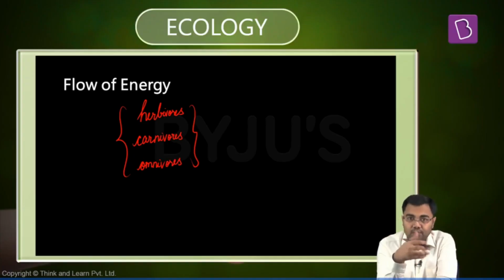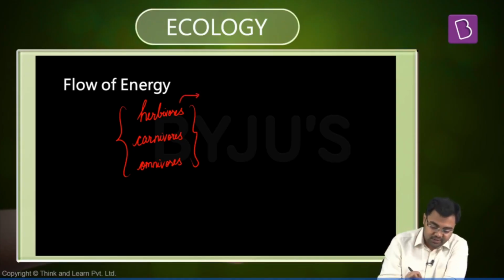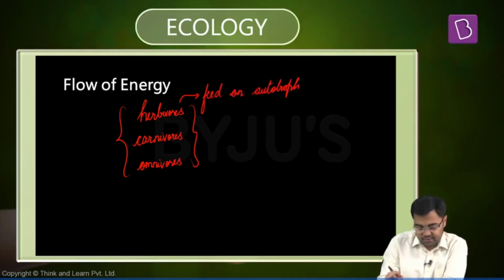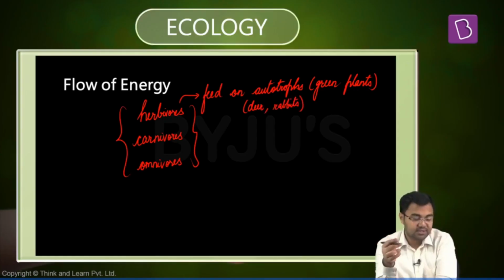Now, depending on what their chief nutrient is, whom they depend upon for their food, depending on that only we classify them according to this. So talking about herbivores, herbivores are the ones which feed on plants, which feed on autotrophs. So you can say they feed on autotrophs or green plants. As an example, you can take deer, you can take rabbit, all these are herbivores.